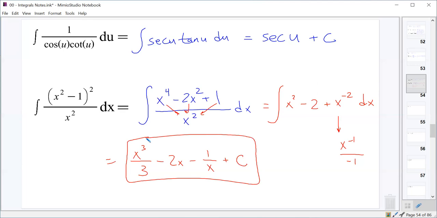And it's moderately common to see something like that, especially in the multiple choice on the AP test, where you've got to simplify that polynomial in the numerator out and then divide it all term by term to come up with something that's really easy to integrate.